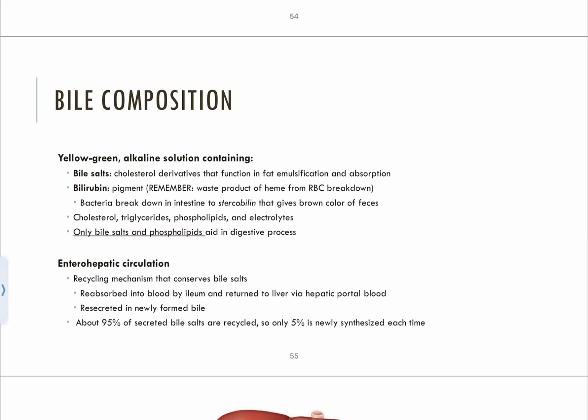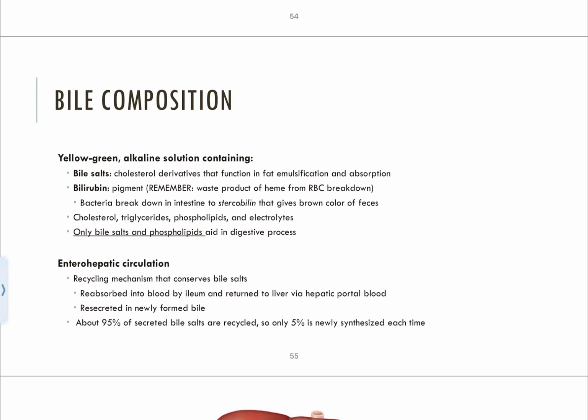Okay, so let's talk a little bit more about bile. What is bile? Bile is really just a yellow-green alkaline solution. And like I told you before, its goal is to help break up lipids and make them into more manageable size particles. So we have bile salts that are in it. These are derived from cholesterol, and they help with breaking up the fat, and they also help with absorption.